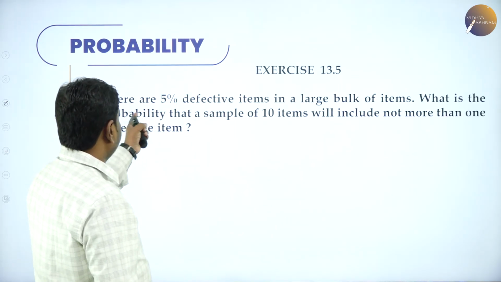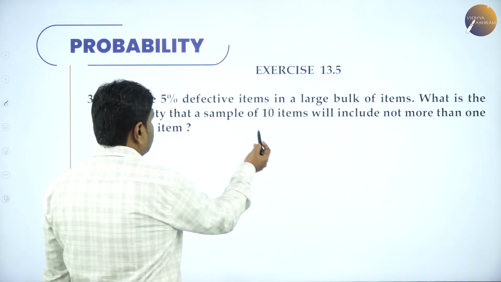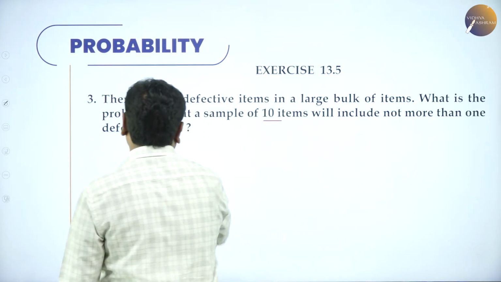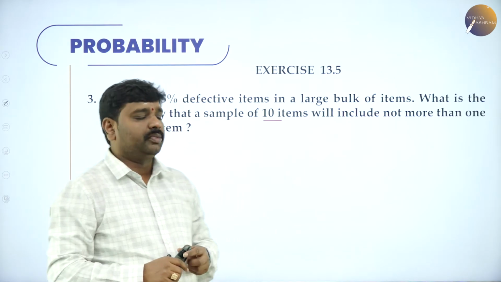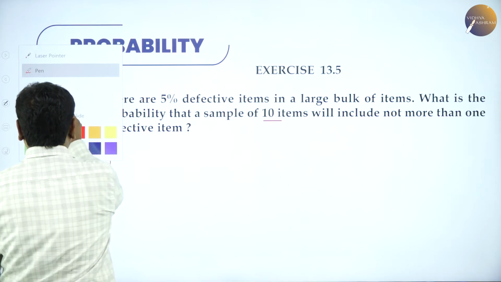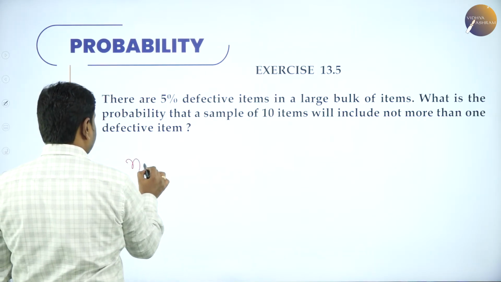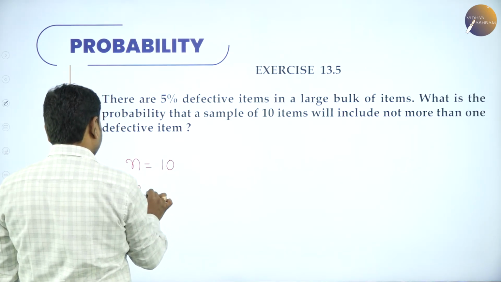Next, there are 5% defective items in a large bulk of items. What is the probability that a sample of 10 items will include not more than 1 defective? So here success is getting a defective bulb. Number of trials, how many bulbs are you taking? You are taking 10 items, so n is 10. P means probability of success.